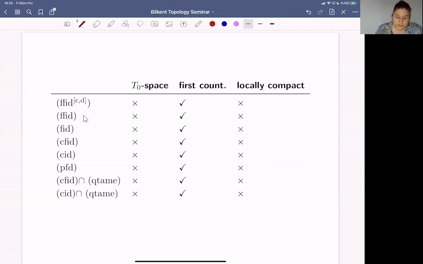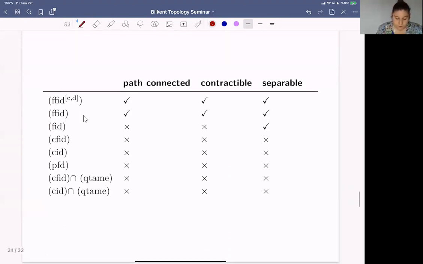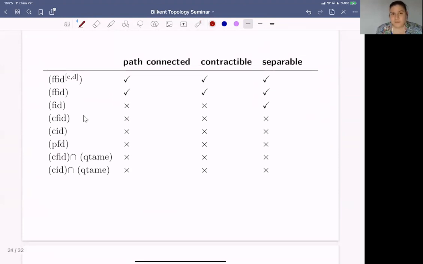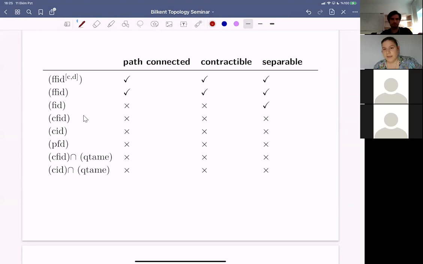Unfortunately, none of them is a Kolmogorov space, but all are first countable, because an extended pseudometric space is first countable. None of them is locally compact. The first two are path connected, but the rest are not path connected. The first two are path connected since they are also contractible, and the first three are separable.